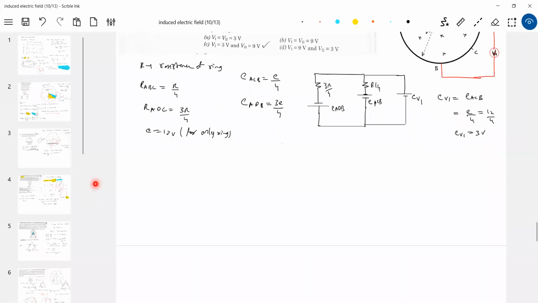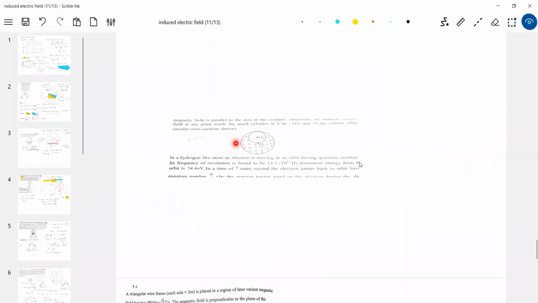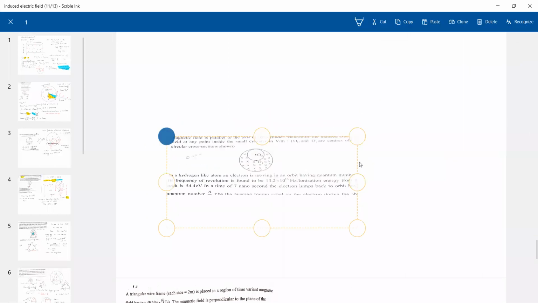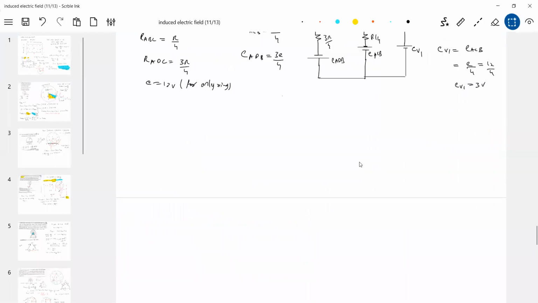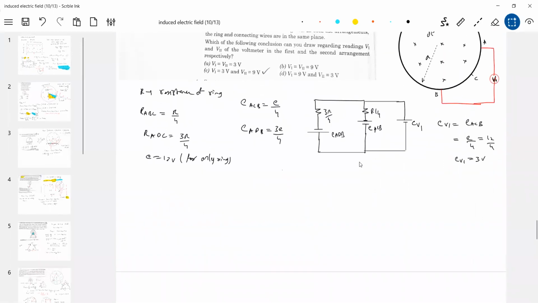No, I think the diagram. Next problem, with resistance only, I'll give it. It'll be easy for you.